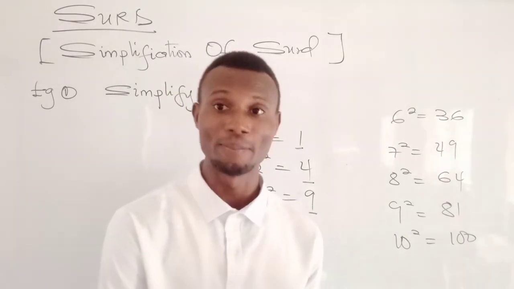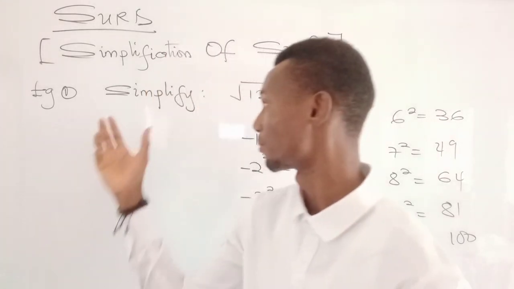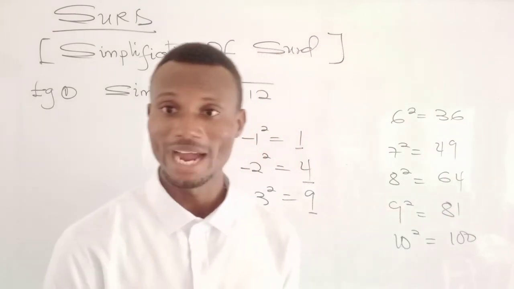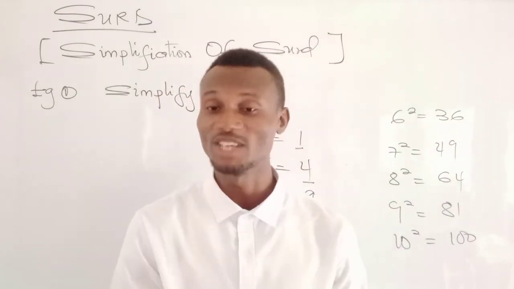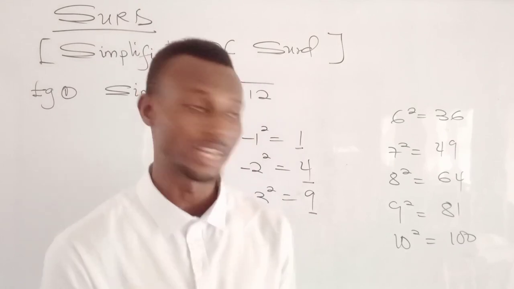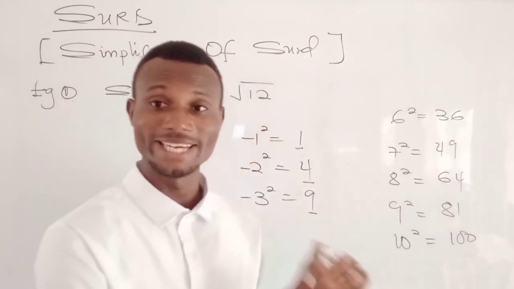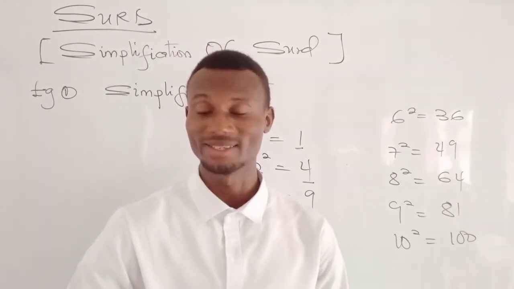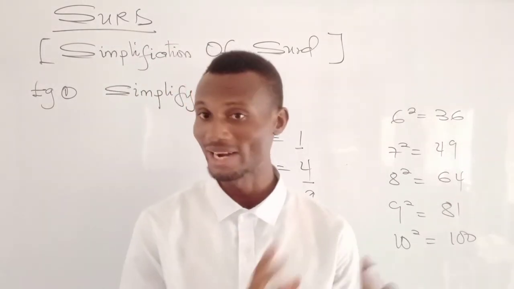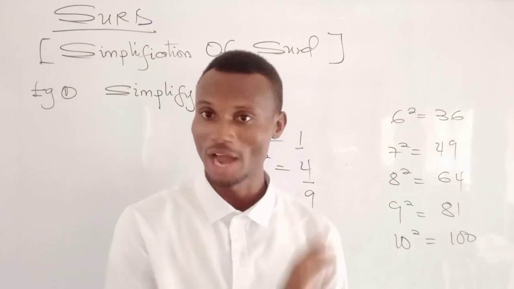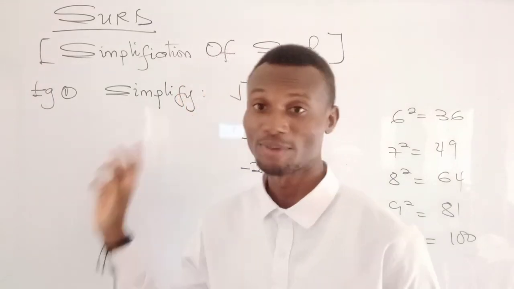We are going to apply that knowledge to be able to simplify surds. That's why I'm stressing a lot on it. I hope you understand it now, so you can go on. This is what you are supposed to know about a perfect square. With that knowledge and understanding, we are going to handle the simplification of surds.